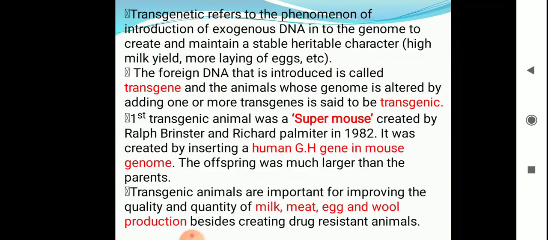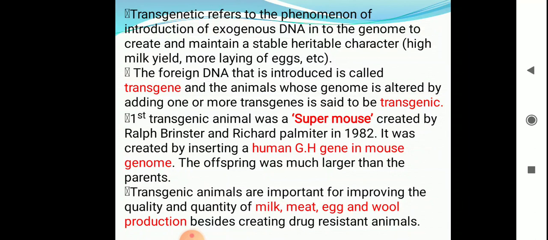So, my next slide. Transgenic refers to the phenomenon of introduction of exogenous DNA into the genome to create and maintain stable heritable characters, high yield, high milk yield, more laying of eggs, etc. So these characters, once the gene is taken, will be heritable, it will be inherited offspring after offspring. Okay. The foreign DNA that is introduced is called the transgene, and the animal whose genome is altered by adding one or more transgenes is said to be transgenic.